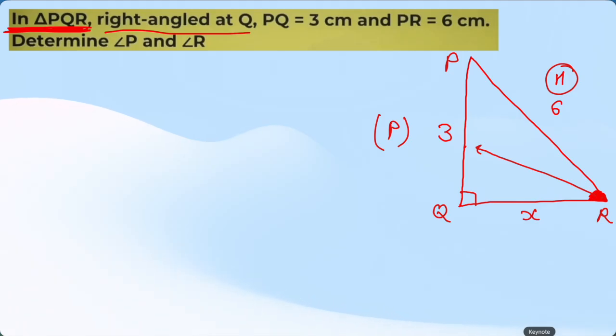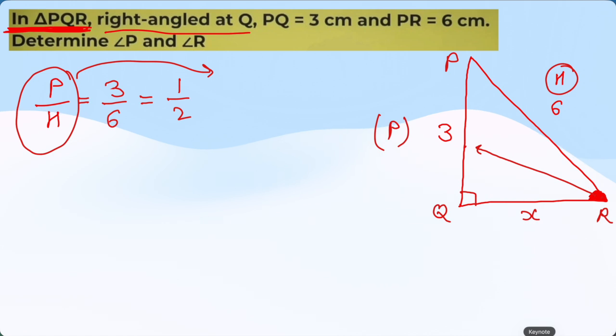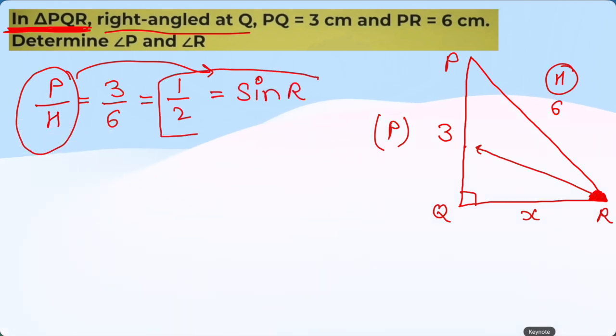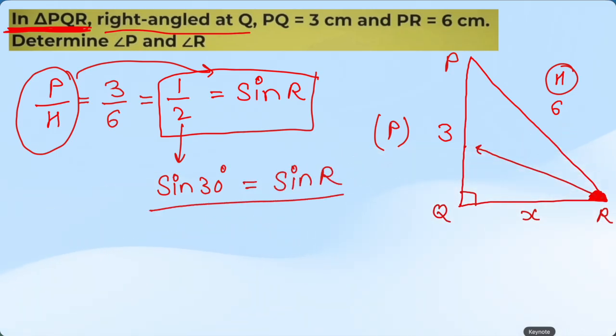So if I try to find perpendicular by hypotenuse, that is equal to 3 by 6, means 1 by 2. If I ask you what is P by H, that is sine, right? So sine of angle R is given as 1 by 2. Can you tell me 1 by 2 is the value of sine 30 now, if I compare it with the chart? So sine 30 is equal to sine R. On comparing, R is equal to 30 degree. So R is 30 degree.